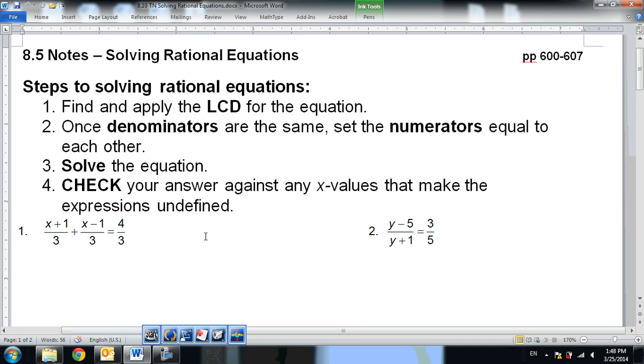The main idea is that we're getting a common denominator so that we can take all our numerators and set them equal to each other. Once we get our solution, we have to make sure that that solution is an x value for which the function is defined. If we take that solution and plug it in and it causes one of our denominators to be 0, then that solution cannot be an answer. So let's look at a simple example like number 1.